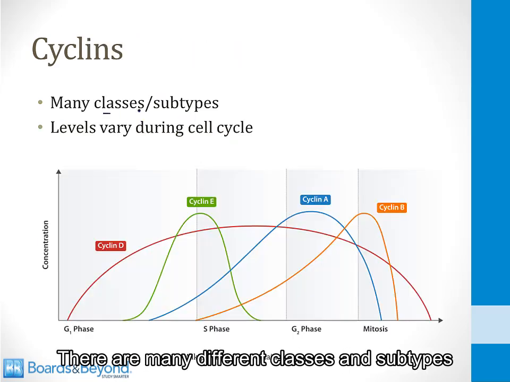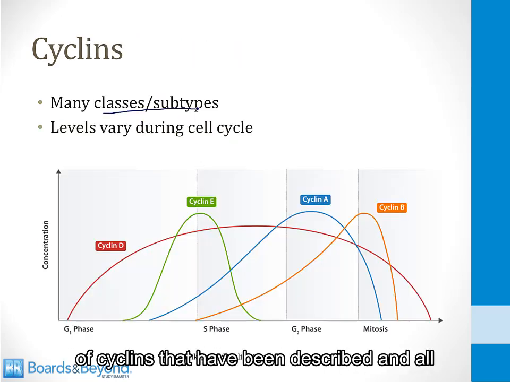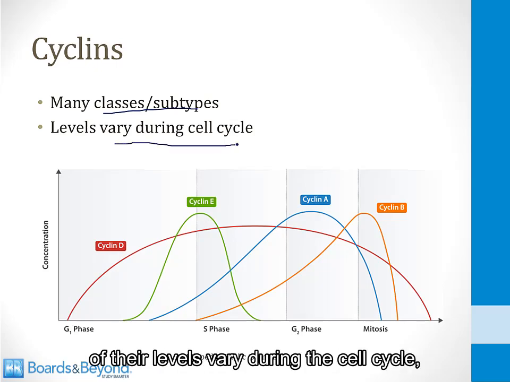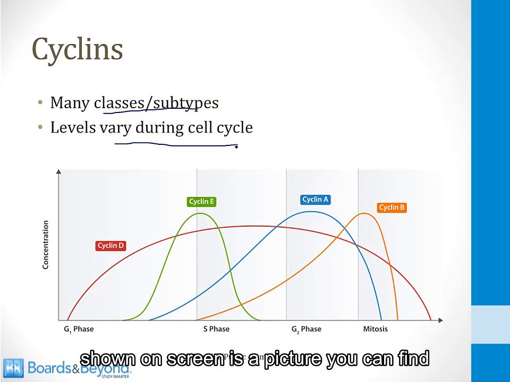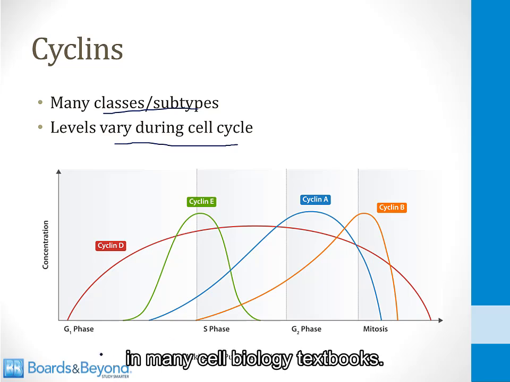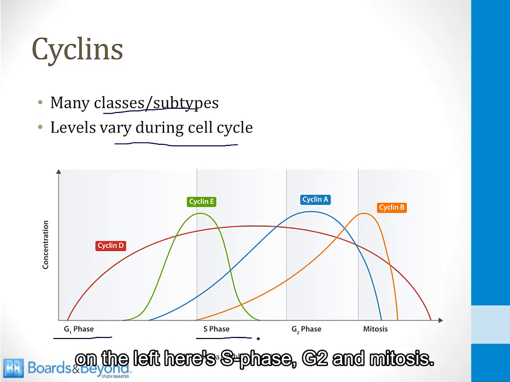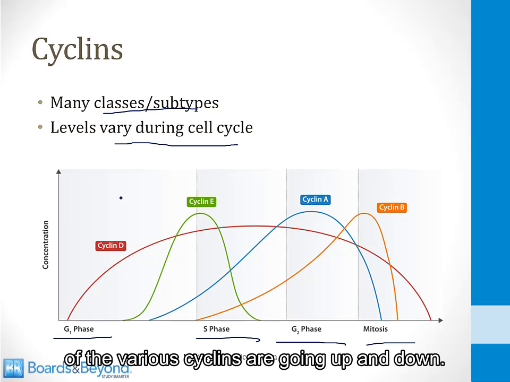There are many different classes and subtypes of cyclins that have been described, and all of their levels vary during the cell cycle. Shown on the screen is a picture you can find in many cell biology textbooks. This is the G1 phase on the left. Here's S phase, G2, and mitosis. And you can see that levels of the various cyclins are going up and down.